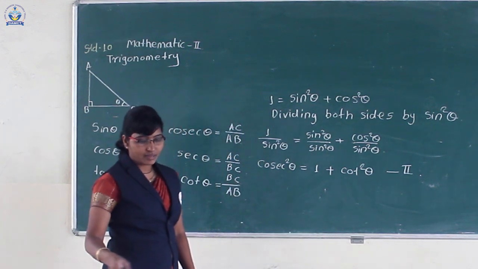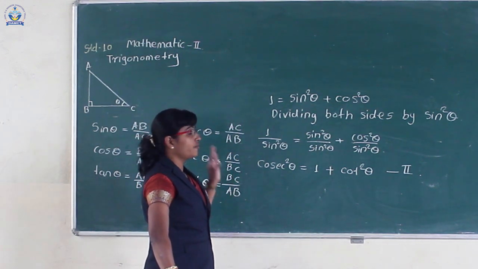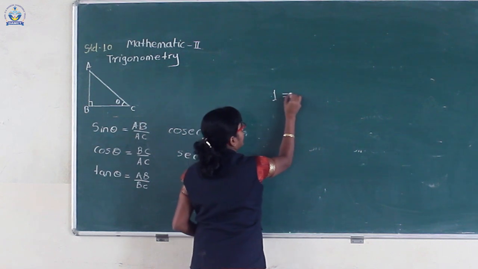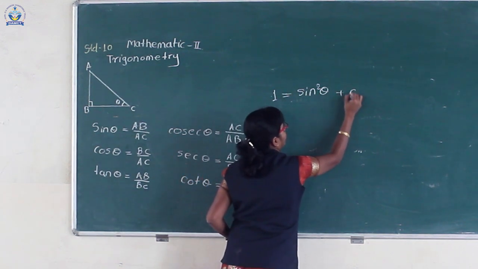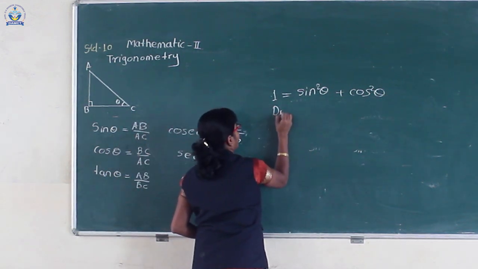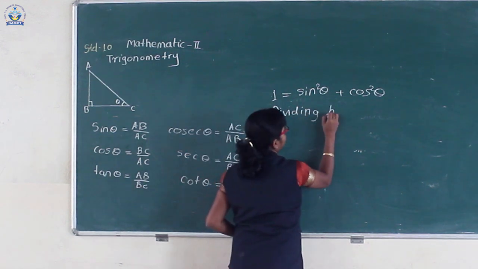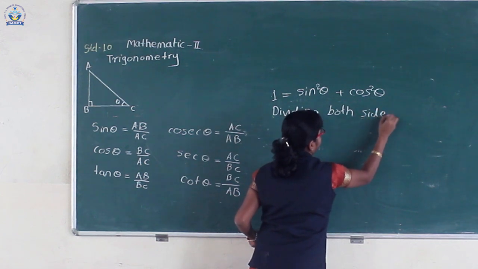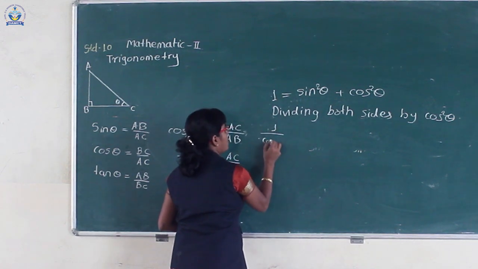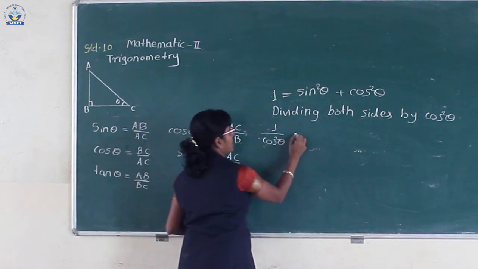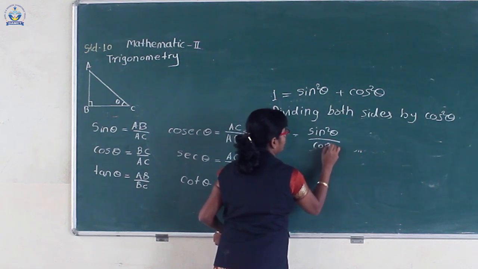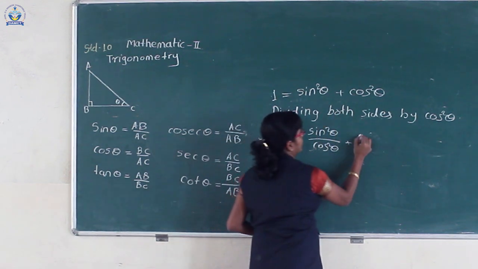Next one is another example. The third trigonometric identity we can also prove by using the first trigonometric identity. 1 is equal to sin square theta plus cos square theta. Dividing this equation on both sides by cos square theta, the equation becomes 1 upon cos square theta is equal to sin square theta upon cos square theta plus cos square theta upon cos square theta.